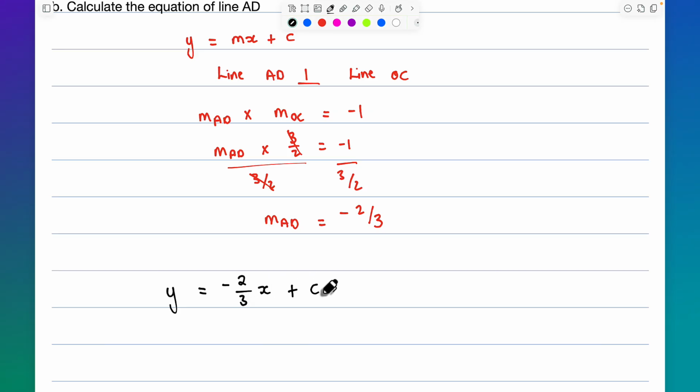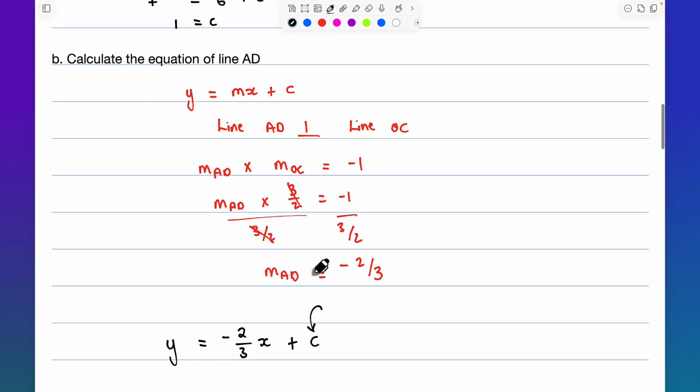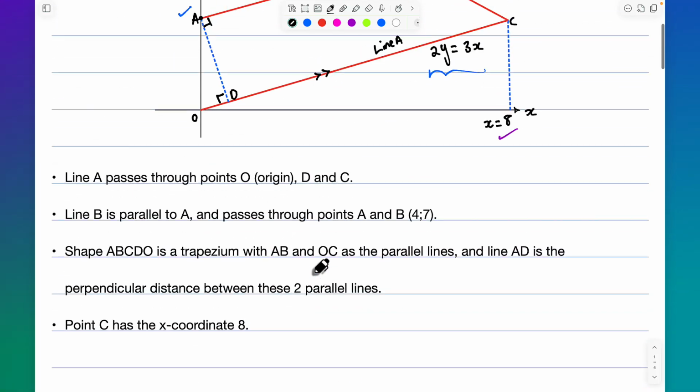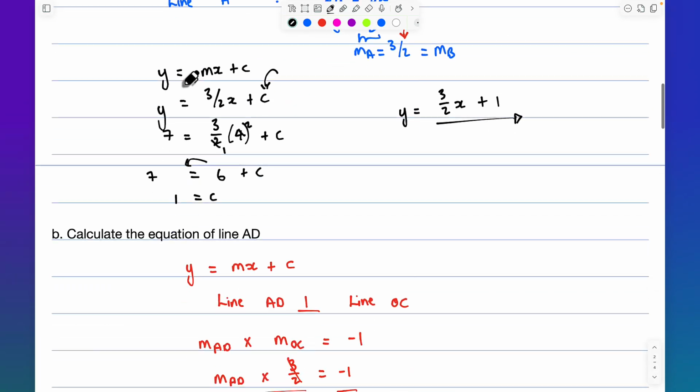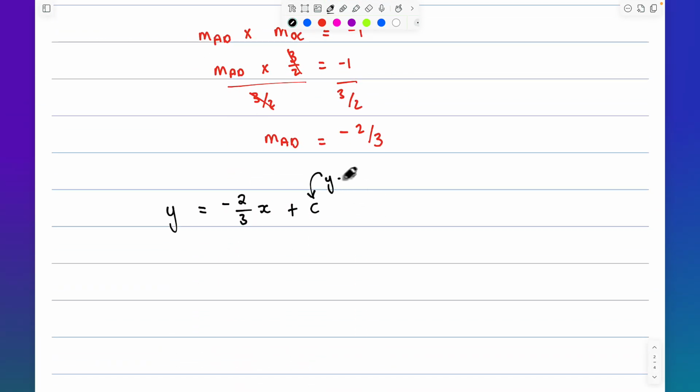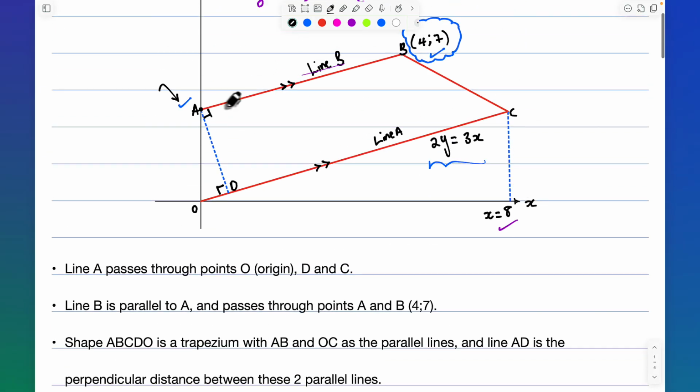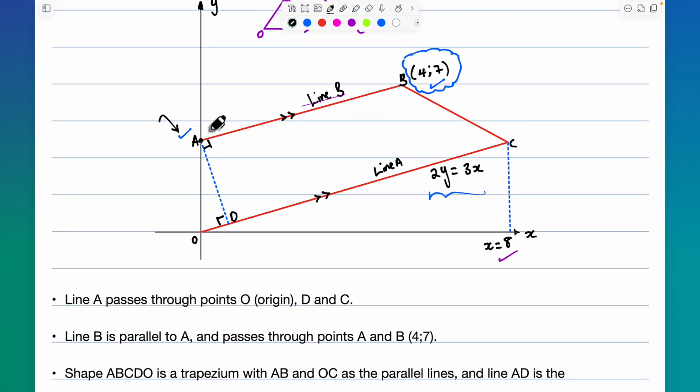mx plus c. So now we can say, okay, I know the gradient, right? Do I know a point, right? So how do I then find what this c value is? Now, you can do this one of two ways. We can say, okay, let's look for a point that it passes through. So we can see that it also passes through point A. We can look for the coordinates of point A, all right? Or we can say, okay, remember your c value is your y-intercept, right? If this is my y-intercept, it means it's the point at which it crosses this line. So what is that point?